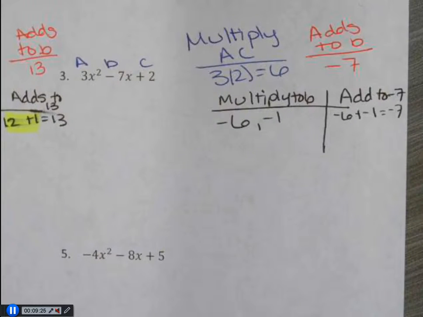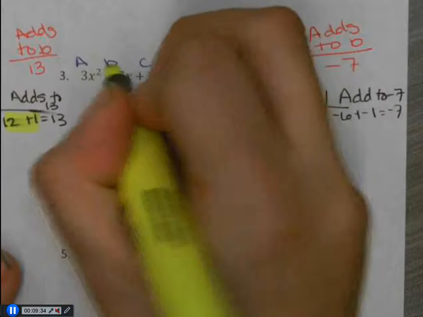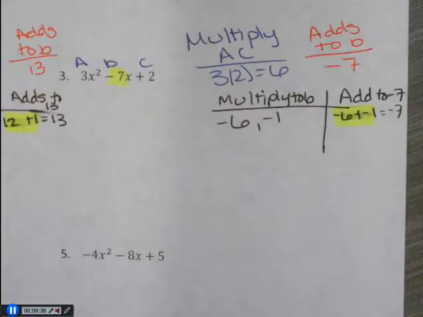Okay. Then what's the next step? Rewrite the original equation I was given. So I'm going to replace this -7 with -6 and -1.